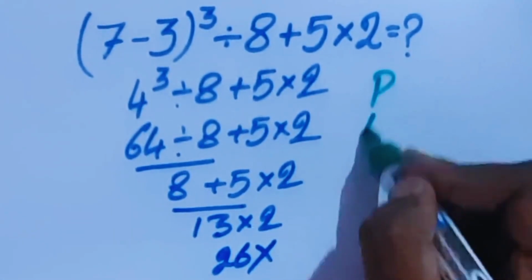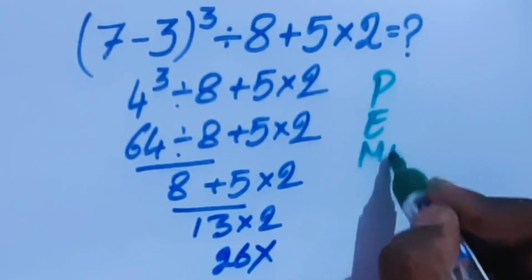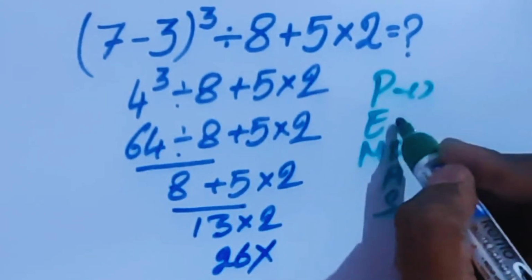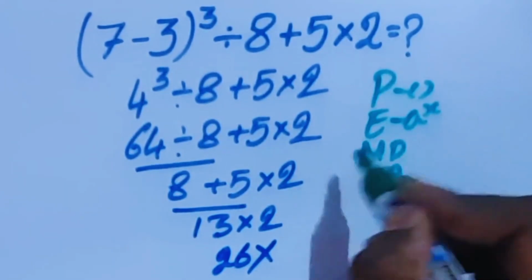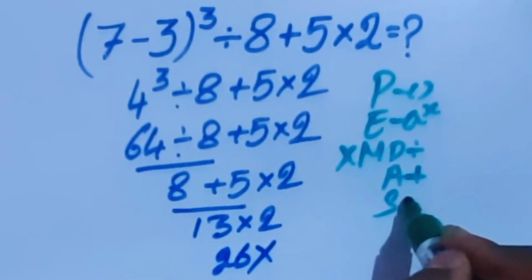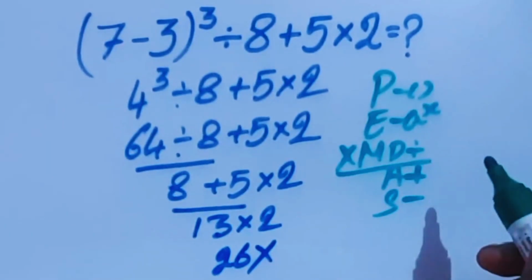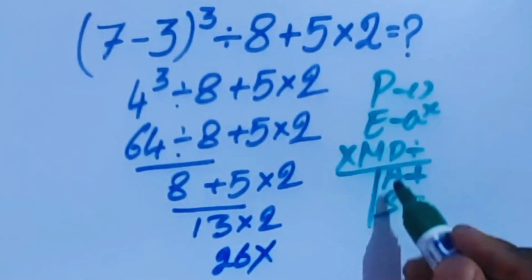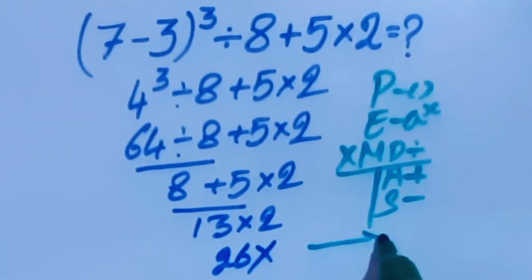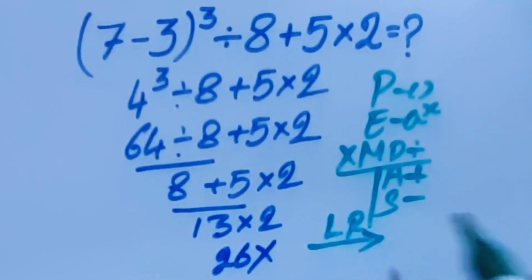Here, we are going to introduce the PEMDAS rule from the order of operations. Here, the bracket has higher priority than other operations. This is the exponent. M stands for multiplication, D stands for division, A stands for addition, S stands for subtraction. Here, multiplication and division are equal priority. Also, addition and subtraction are equal priority. For equal priority, we are going to introduce the left to right rule in the problem.